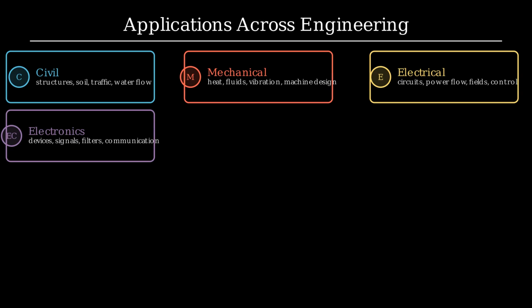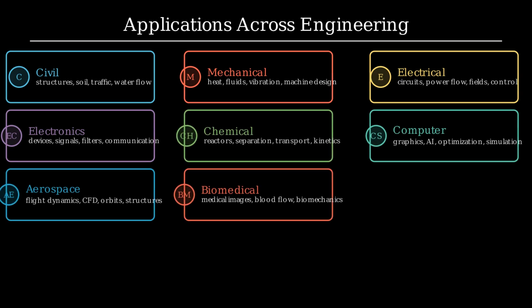Numerical methods are shared by every engineering department. Civil engineers analyze structures and water networks. Mechanical engineers simulate heat, fluids, and vibration. Electrical and electronics engineers solve circuit, power, field, signal, and control problems. Chemical engineers model reactors and separation.